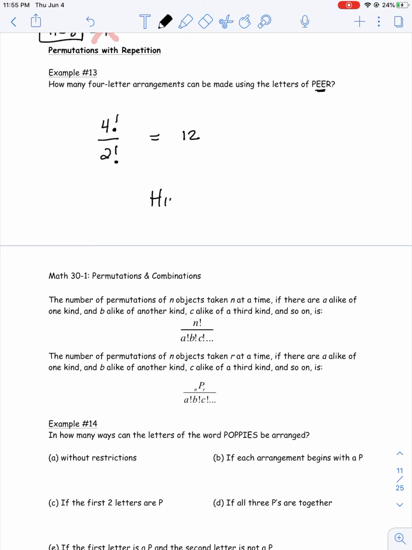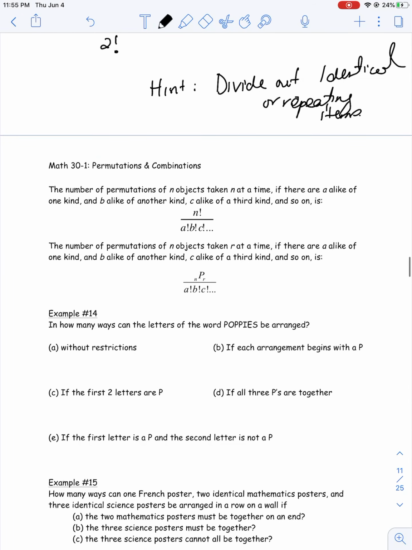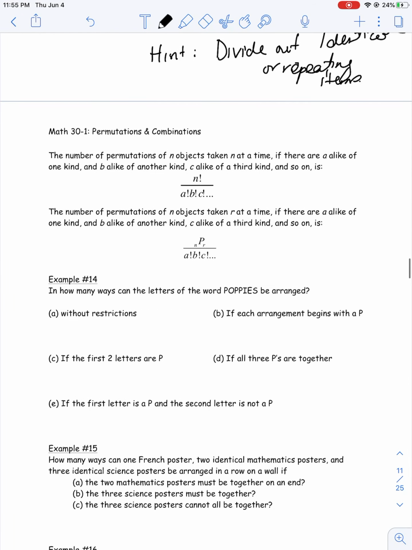So we always, hint, need to divide out identical or repeating items. It doesn't have to be letters, it can be things as well. If they say identical, we need to keep that in mind. So that's what they're telling us to do for the next examples right here, is divide out repetition. So if A is one kind of thing that's alike, and another thing that's alike is B, and another thing alike is C, we have to divide that out.